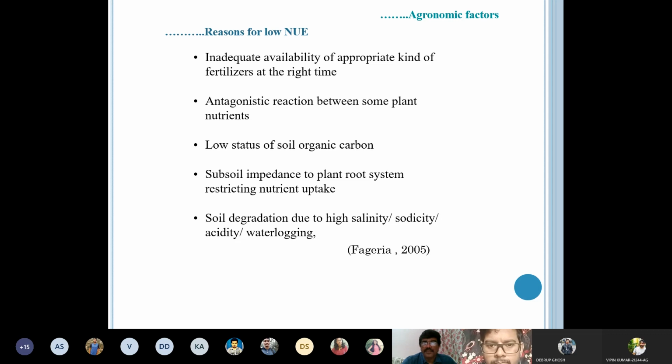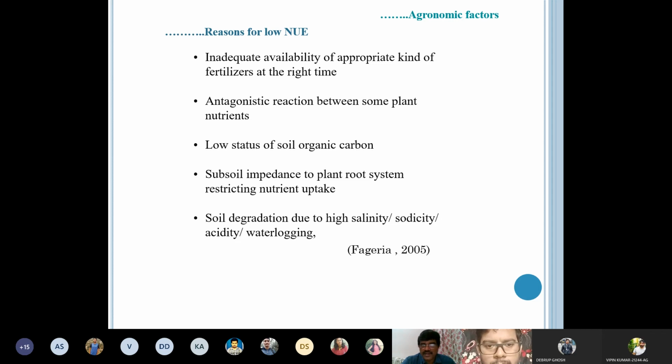Inadequate availability of the appropriate kind of fertilizer at the right time happens very frequently with our farmers. Many times during the sowing season, fertilizers are not available and farmers cannot apply. So shortage of supply happens. Because of that, the farmer may not apply potash and phosphorus at the time of sowing. That way his nutrient use efficiency may decrease.